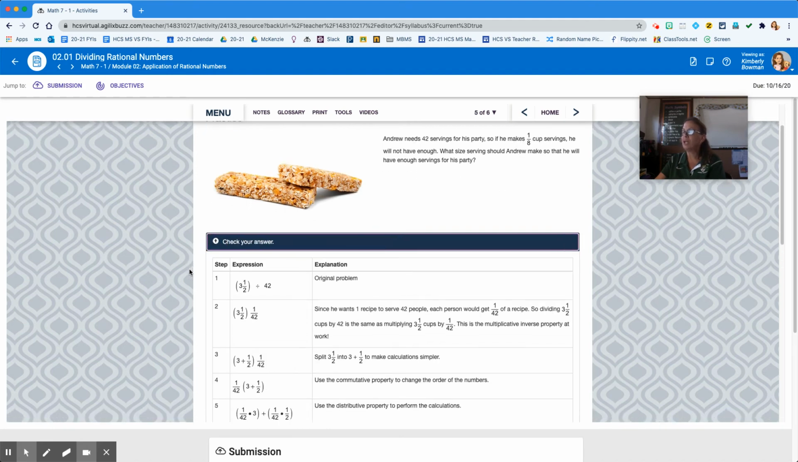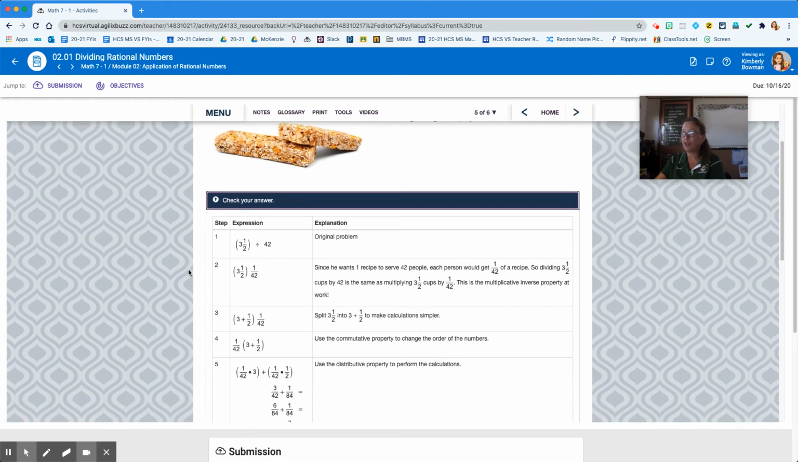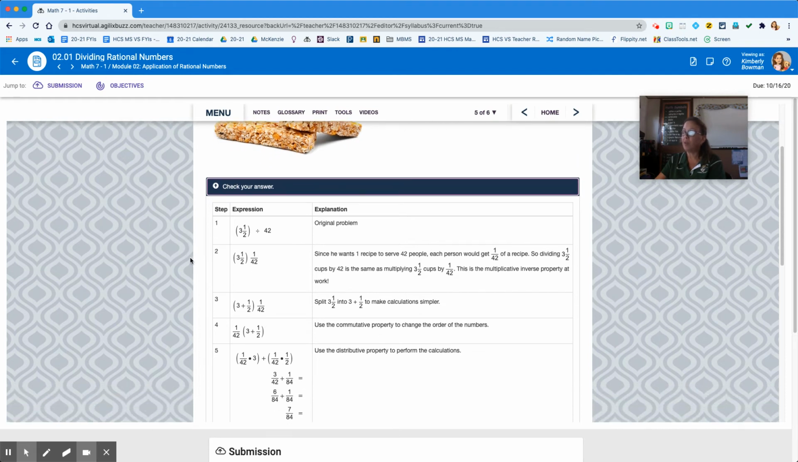and look what they did. This is an example that I would copy down. 3.5 divided by 42 is the original problem. They changed it up front to multiplying by the reciprocal, so that'd be times 1/42.